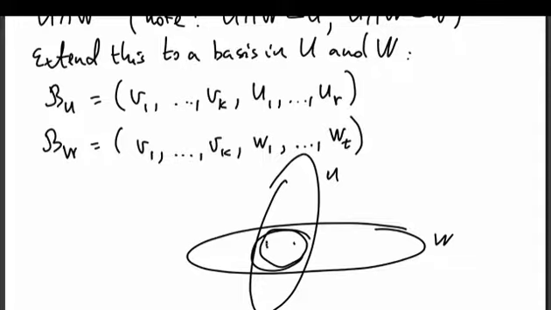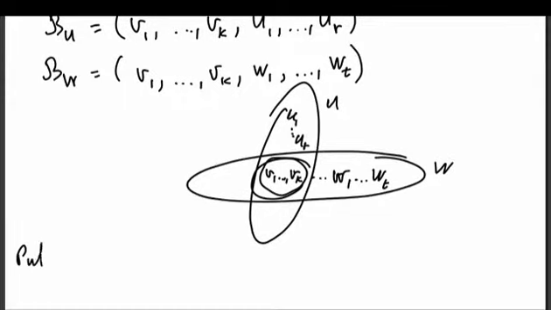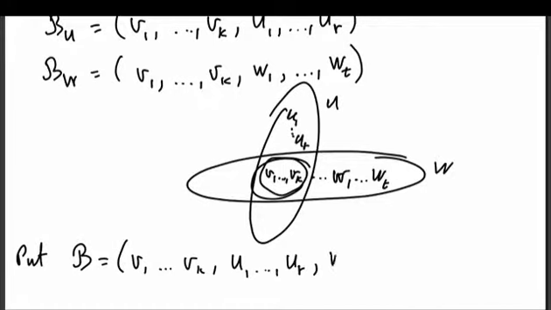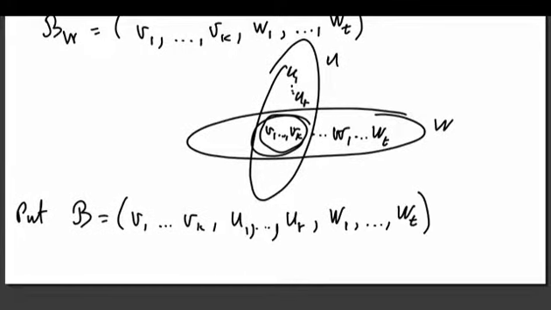The basis is V1 through Vk, and then we extend it into a basis in W with W1 through Wt, and we extend it in U to a basis with U1 through Ur vectors. So then let's put all these together into a list, starting with the V's, not repeating them, just adding to them the U vectors and the W vectors. And we claim that B is linearly independent.